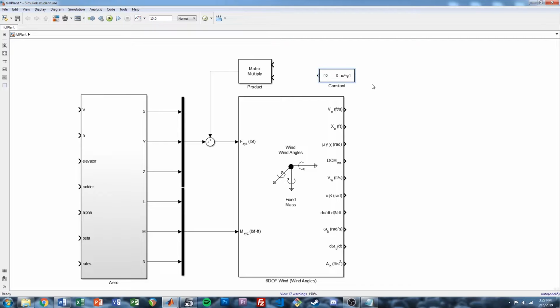And I go ahead and Control I to invert that, and we'll hook that up here. So we're going to have some DCM. It's going to take this force and rotate it into the wind axes. It's going to be added with our aerodynamic forces, and then go into the 6-DOF block.